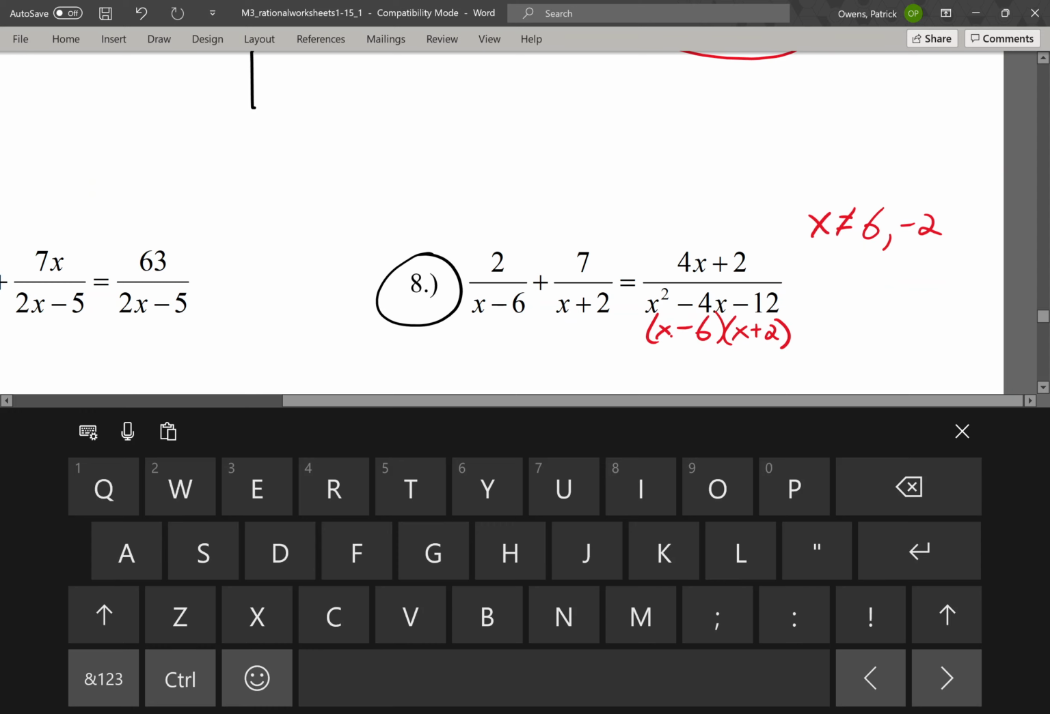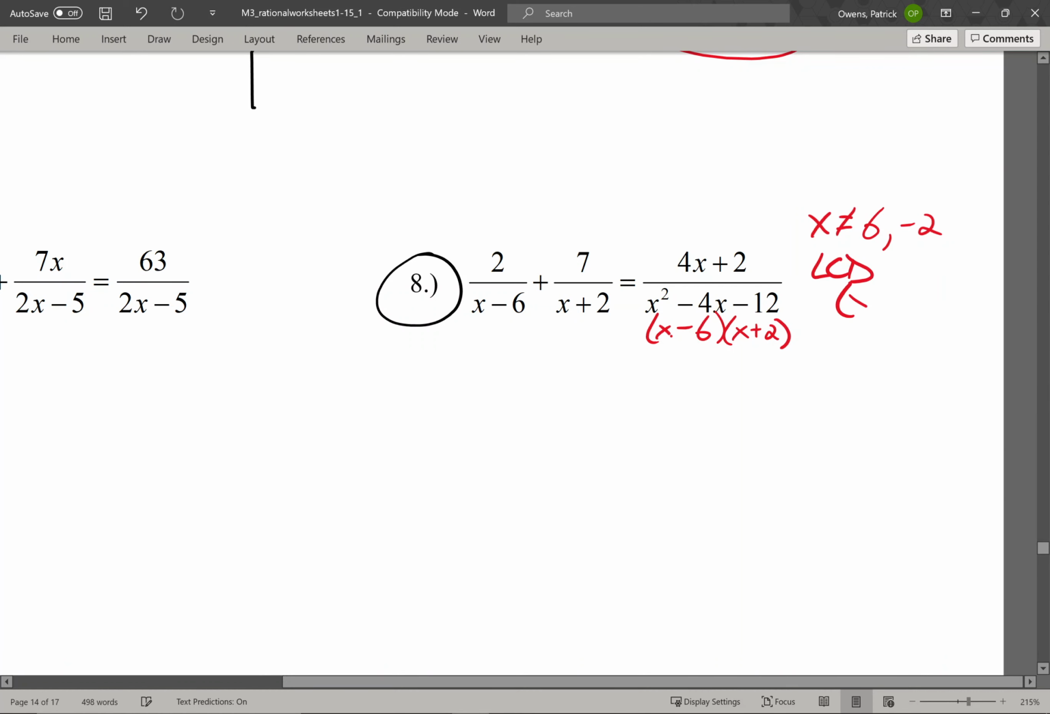Our least common denominator is going to be that x minus 6 times x plus 2. Because x minus 6 is represented here, and then x plus 2 is also in multiple locations, so we don't need to count it twice unless, say, one of your denominators was x plus 2 the quantity squared. In that case, your least common denominator would be x minus 6 times x plus 2, that quantity squared, because that is what is needed to get that denominator to completely factor out. So we multiply both sides by our least common denominator.